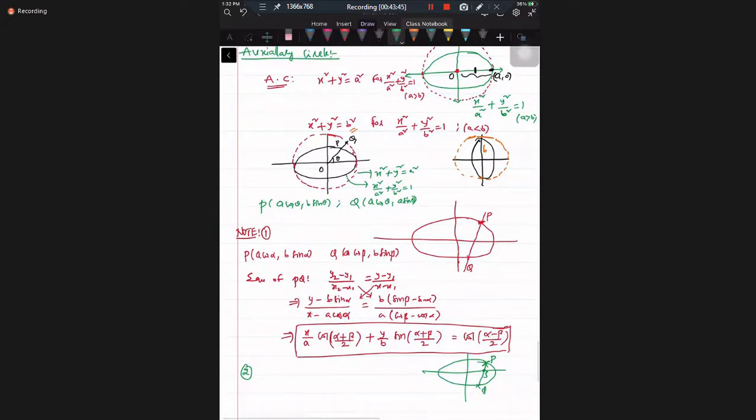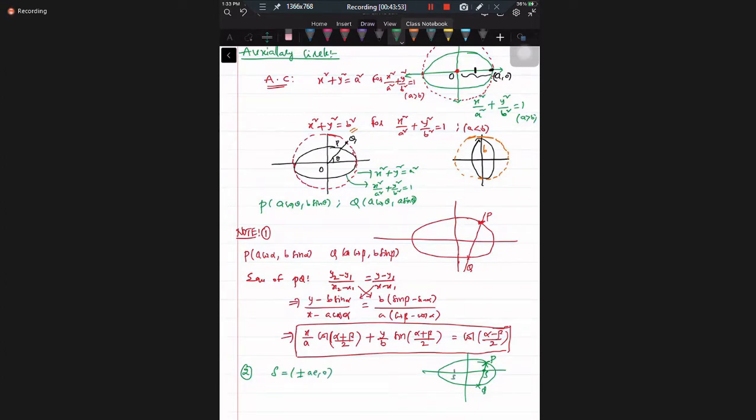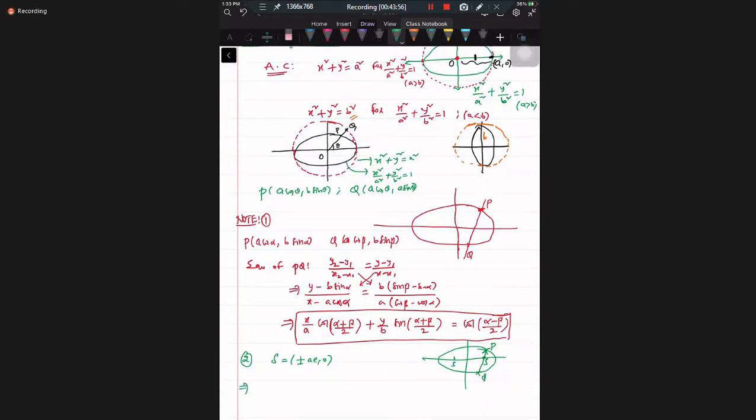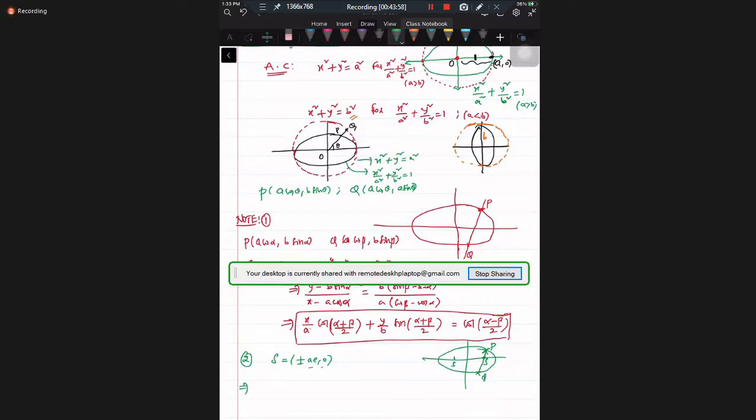Pass through one of the foci, right? Alpha plus beta. Either one, plus or minus ae comma 0, no? Maybe either this one or the other one. Students, a focal chord passes through the foci, no? Then can I substitute this point in place of x and y?